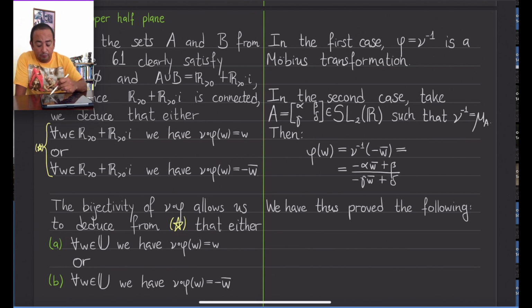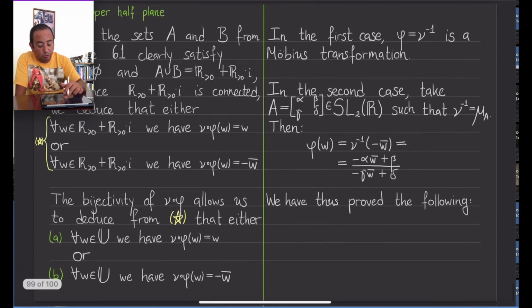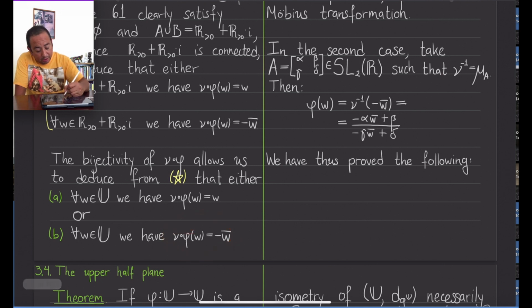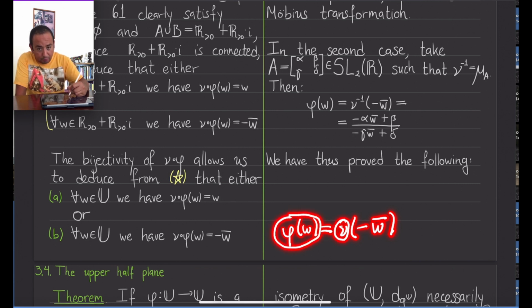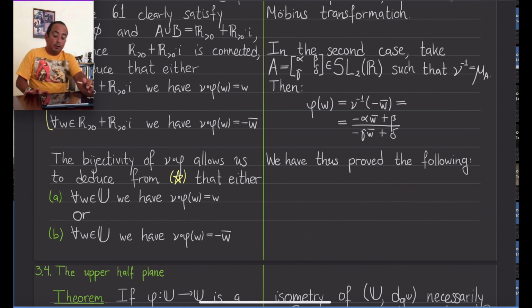But on the other hand, if what happens is the second possibility, then I can still do something, right? Because from this I know that phi of W is always equal to nu of minus W conjugate. So somehow phi is still controlled by a Mobius transformation, up to taking a conjugate, by the value of a Mobius transformation not on W but on the reflected point. So it's kind of funny, right? The value of phi at a point is governed by what the Mobius transformation does at the other point.